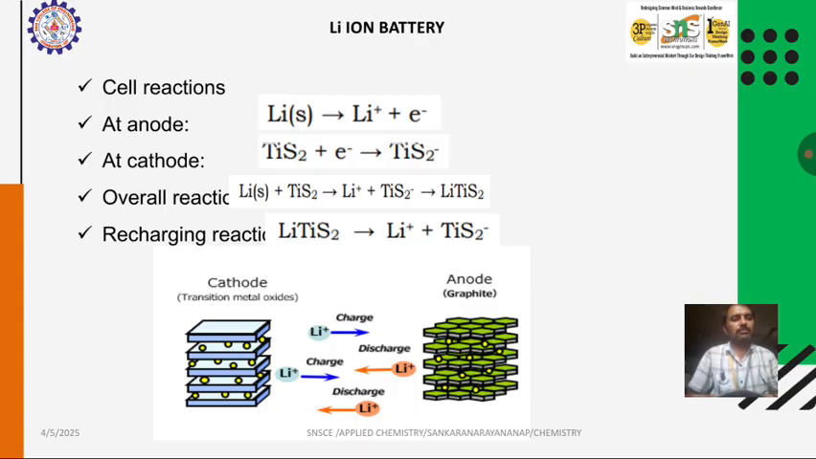Lithium titanium disulfide will split into two types. Okay, that means lithium plus and titanium disulfide 2 minus. Okay, that is the anode reaction. At the bottom you can see where the ions are moving. The cathode will pass the ions towards the anode. Okay, while discharging, that means while we are using the power, what will happen? The lithium ion from the graphite moves towards the cathode. Okay, this is the reaction.